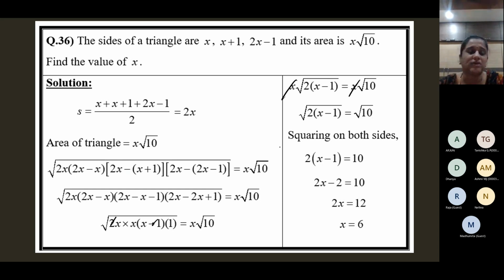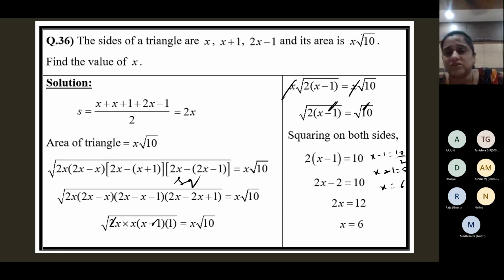Squaring on both the sides. You can do squaring on both the sides here also, at any point you can do it. So squaring on both the sides, you get rid of the square root symbol. So you have 2 into x minus 1 is equal to 10. 2x minus 2 is equal to 10. Or you can take this 2 for division also. You can write x minus 1 is equal to 10 by 2. x minus 1 is equal to 5. x is equal to 6. So the value of x is 6.